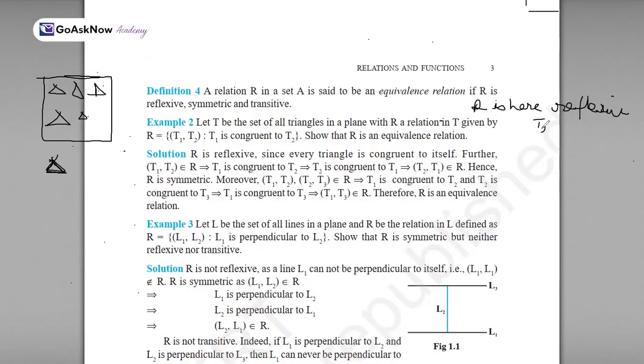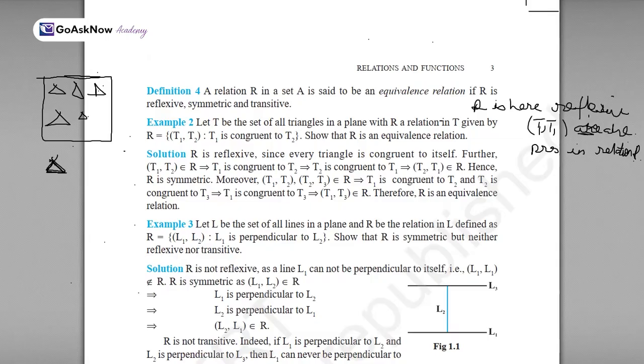Because T1, T1 comma T1 order pair is also present inside the relation R. Every triangle is related to itself also. So this statement of R is reflexive is true.